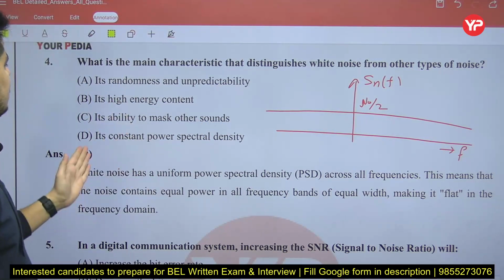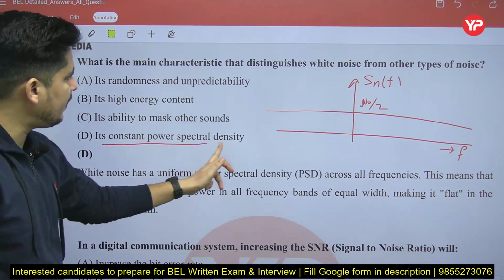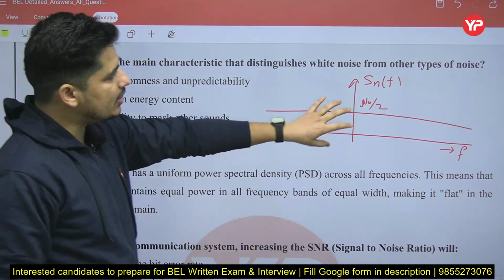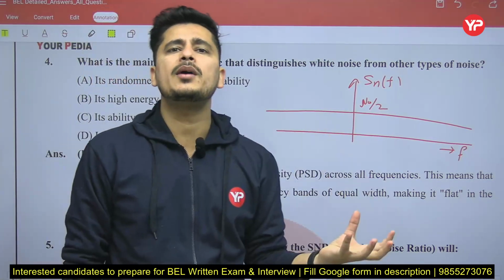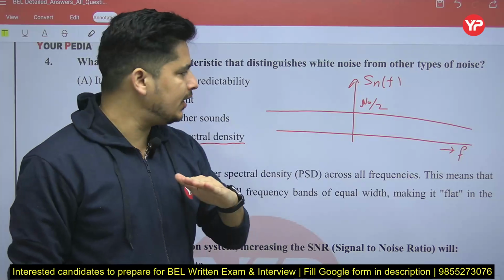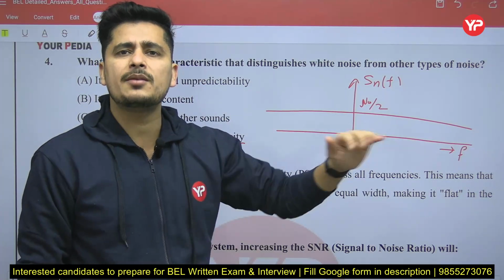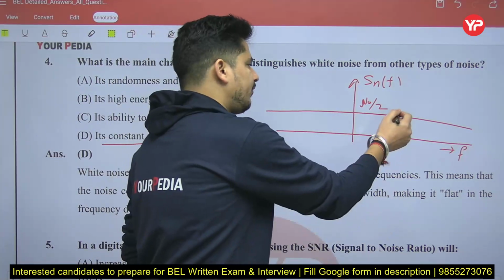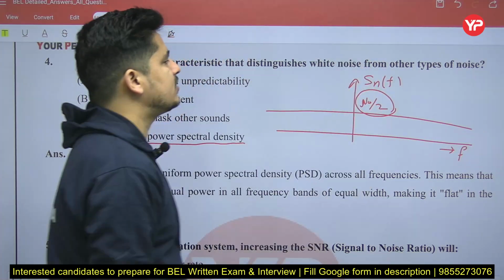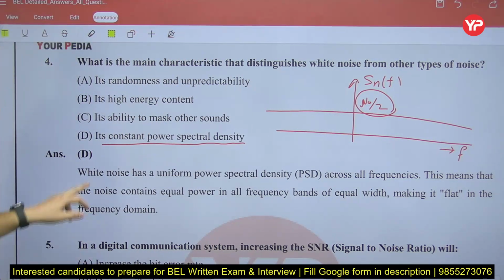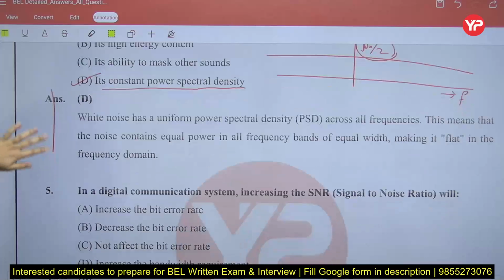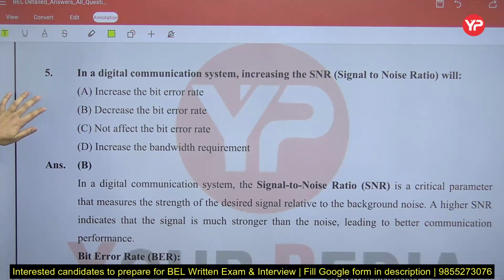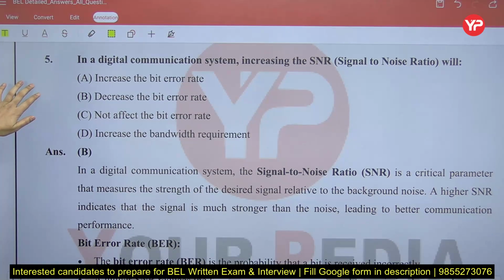So what will be the answer? It has a constant power spectral density. That is the graph of the power spectral density of white noise. If he is asking about white noise, it is generally a noise which has a constant power spectral density, or it is affecting all the frequencies with the same amount. That's why its power spectral density is constant. So what will be the answer? Answer is D. Right.